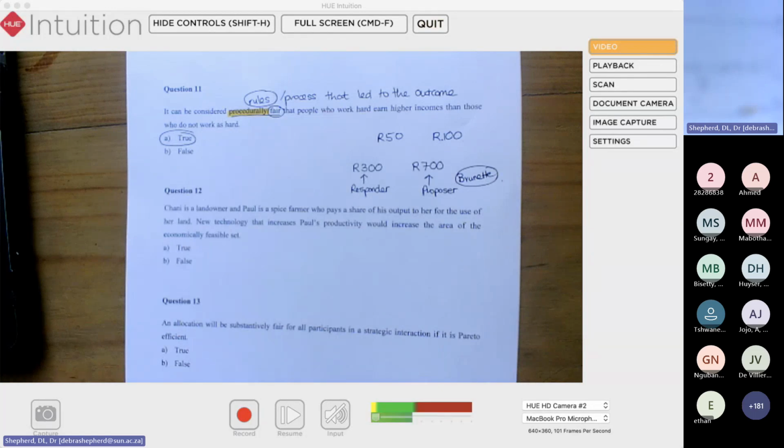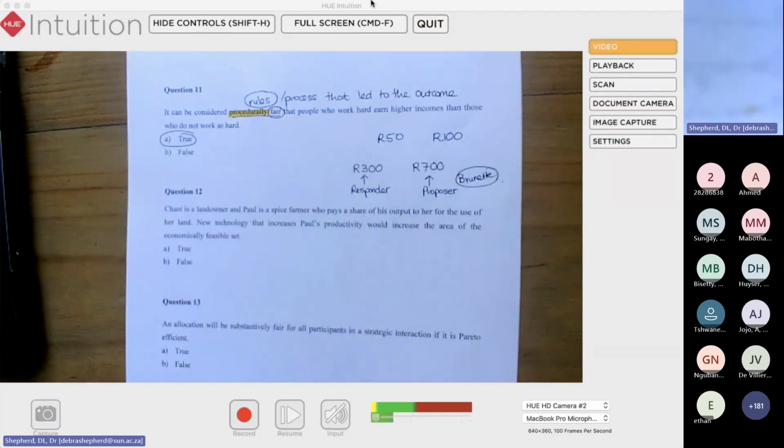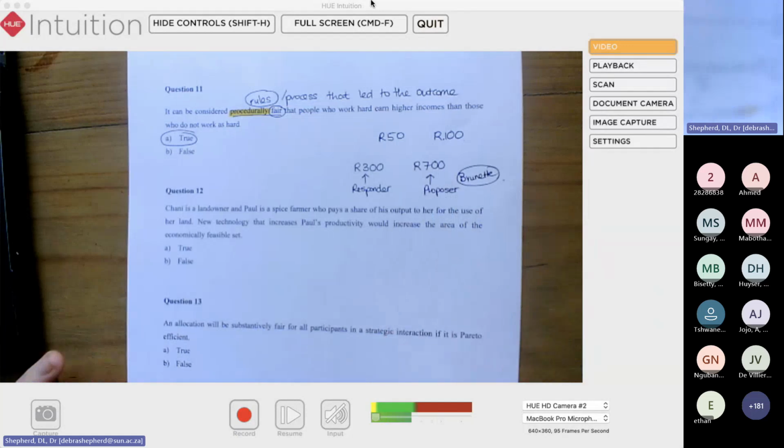Okay, so that would be discrimination. That would not be procedurally fair. It's fine that people get different amounts based on their abilities, or based on the efforts or the contribution they've made. But if I'm using some really arbitrary mechanism to decide who gets more, that isn't procedurally fair.